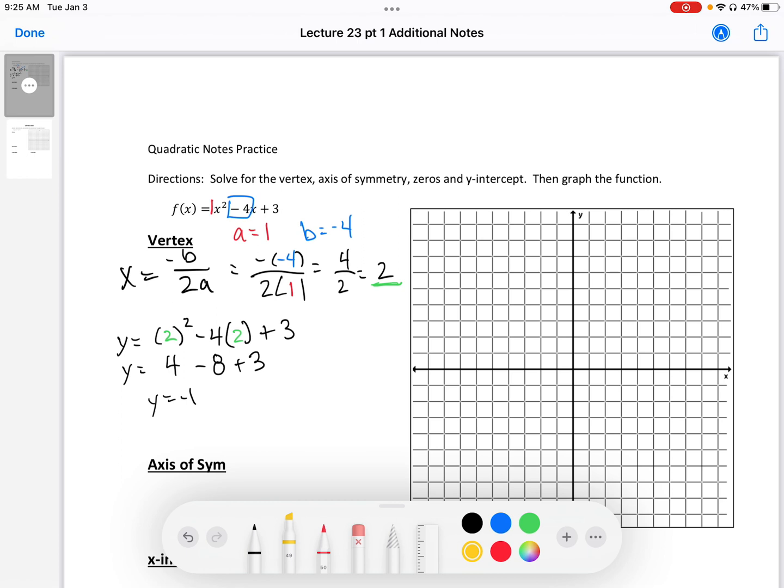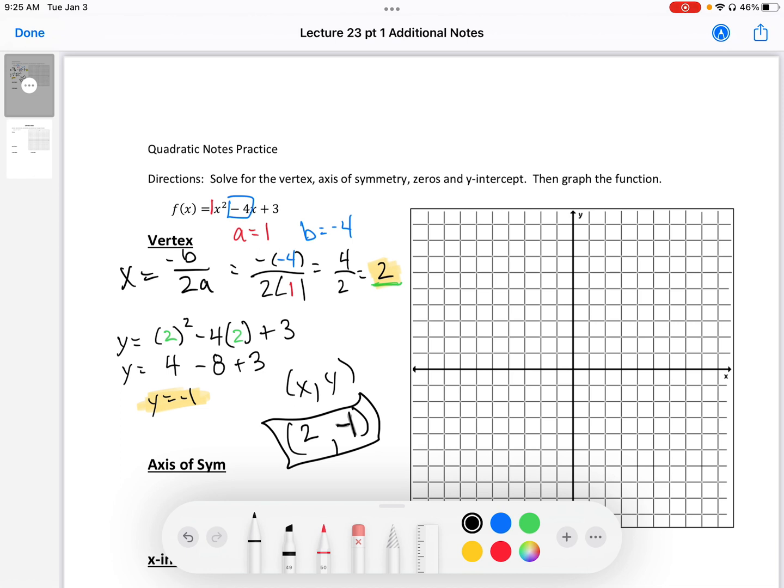My vertex, I have to write my vertex as a point. Your points are always in your x, y form. So what would my x value be that I would use? Well, 2 is what my x equaled, so I'd plug in a 2 for my x. And then negative 1 is what my y equaled, so negative 1 would be my y value. So our answer for this, the vertex is 2, negative 1.